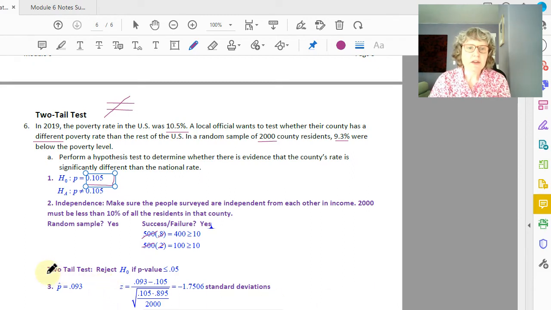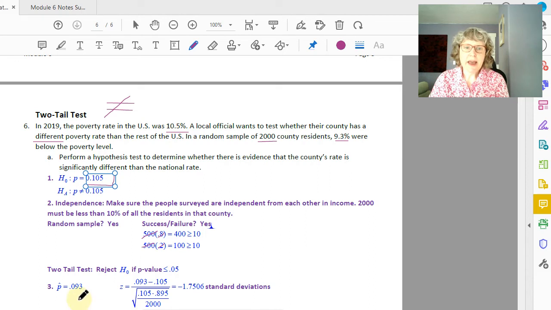So just to summarize, we have a two-tailed test, and we're going to reject the null, as always, if the p-value is less than 0.05. Unless we're given a different significance level, but if we're not given one, we assume that's the value. That's the most commonly used.